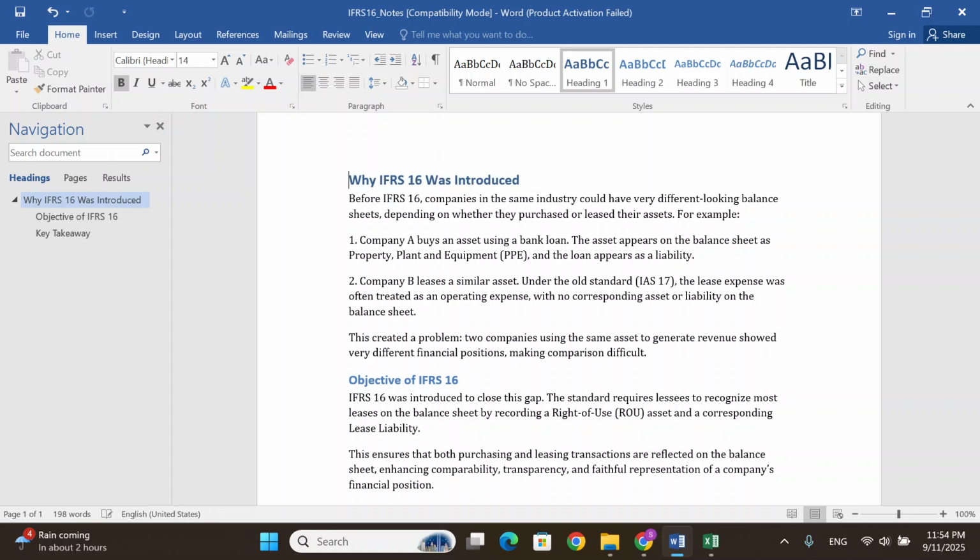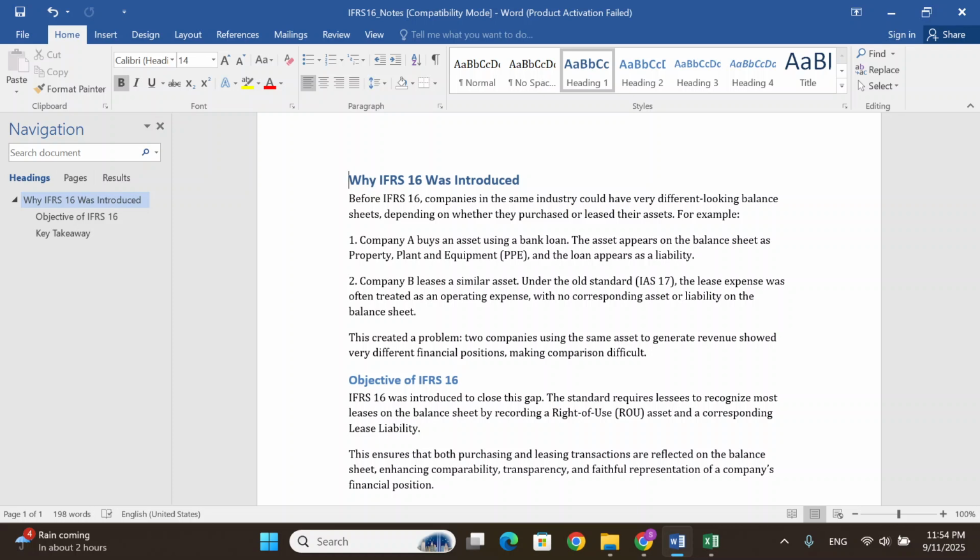Hello everyone. Why was IFRS 16 introduced? While we had IAS 17 for the leases, under IAS 17 many of the leases are treated as operating leases because of the contract's original terms, even though it's renewed many times during the period.